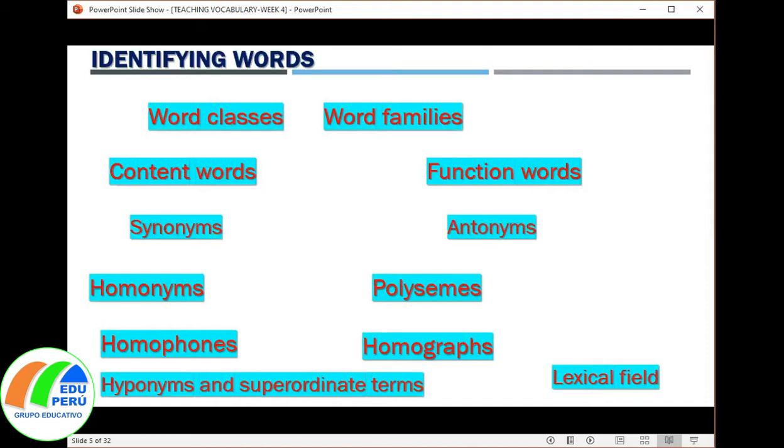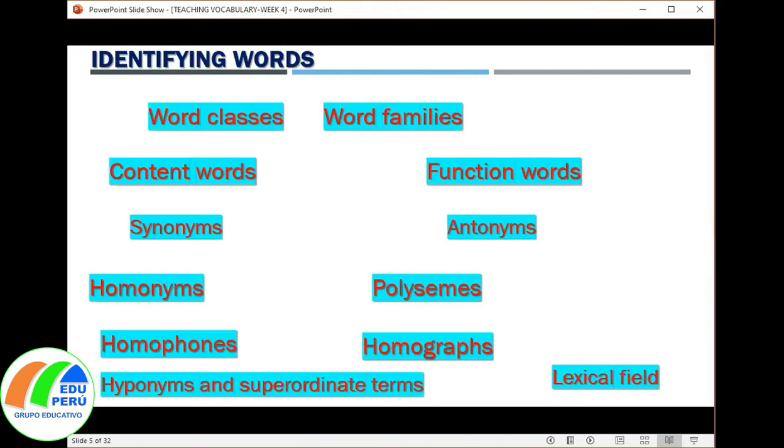From verb to noun. Play, player. So you are creating another word, but based on a root, on a base word, or a lexeme, and you add other parts, and you are creating new words. So this is the word families. Remember, word families is when you make words from a base word.